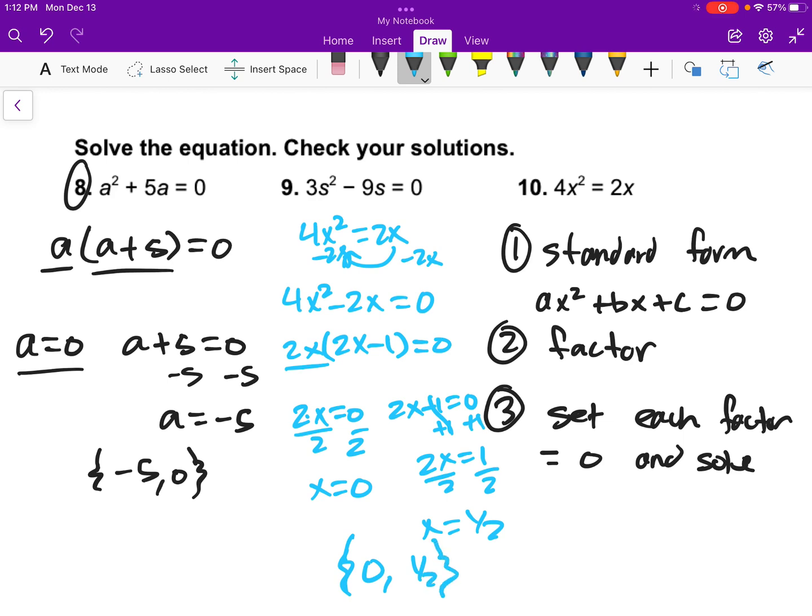Okay, so if you follow those 3 steps, that will get you there. So get it in standard form. This is really important, guys. It has to be equal to 0. If you want to put a little star by that: before you can solve by factoring, one side of your equation has to be equal to 0. Then you factor it, set your factors equal to 0, and solve.